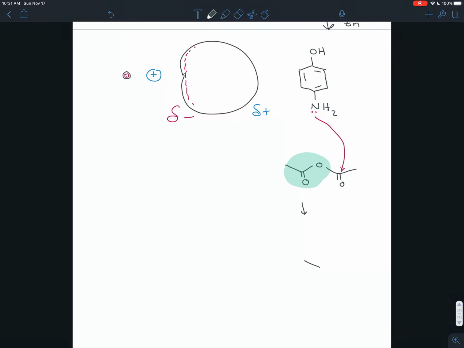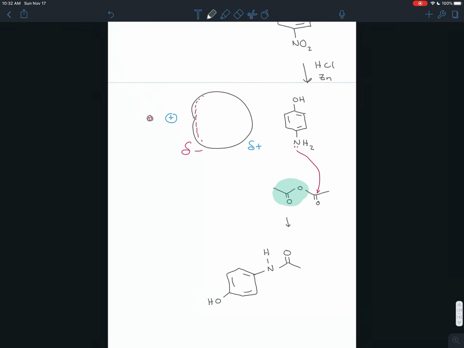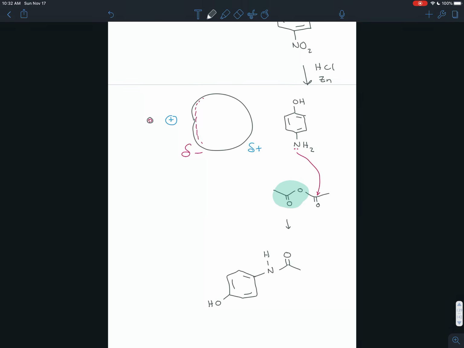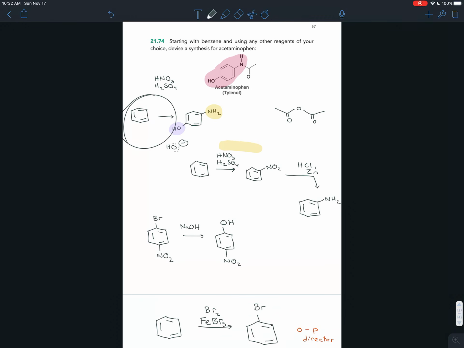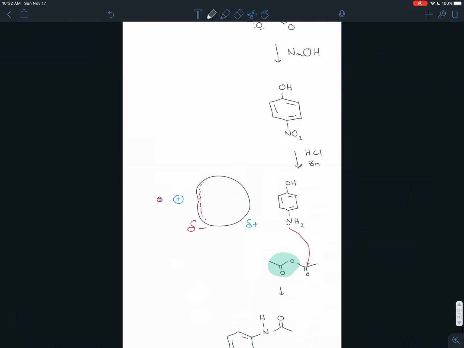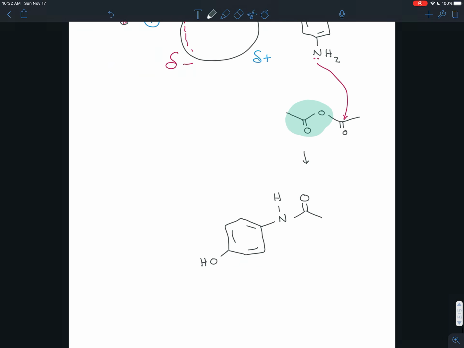So we'd have that little acetyl group bonded to a nitrogen. After a proton transfer, that nitrogen will only have one hydrogen. And then that nitrogen is bonded to a benzene ring that has an OH on the para position. And that is Tylenol. That is acetaminophen. Acetaminophen from the vapors of gasoline. It's kind of beautifully exciting.